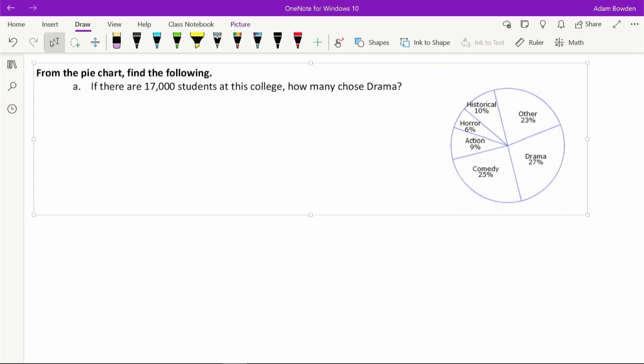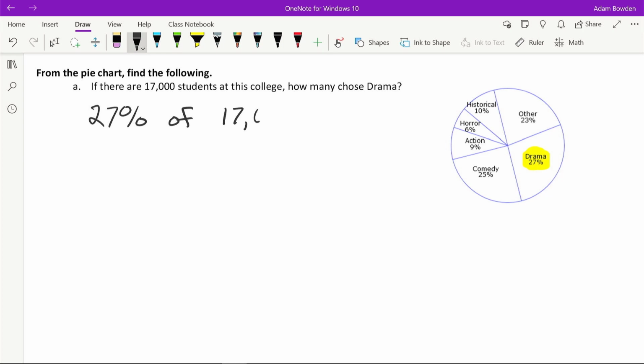On this one it says, if there are 17,000 students at a college, how many chose drama? Well, the pie chart shows us how many percent of the total, in this case 27% of the total of 17,000. So all we have to do is take the 27% of 17,000, or 0.27 times 17,000, which is equal to 4,590.